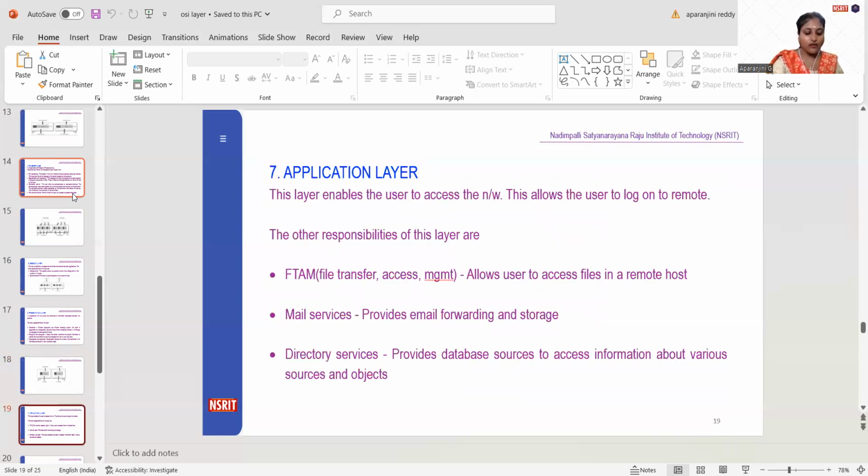Next is the application layer. It is known as the topmost layer of the OSI model. This layer enables the user to access the network. This allows users to log on to a remote host. The other responsibilities of this layer are FTAM, that is file transfer, access, and management, which allows the user to access files in a remote host; mail services, which provide email forwarding and storage; and directory services, which provide database sources to access information about various sources and objects.